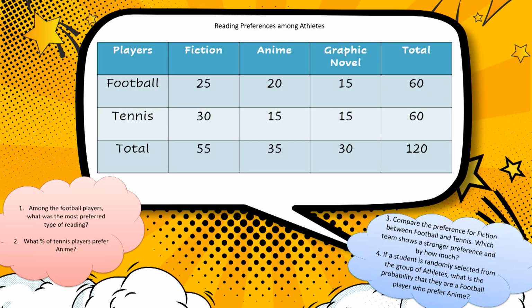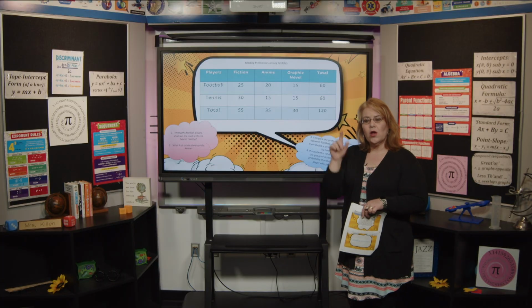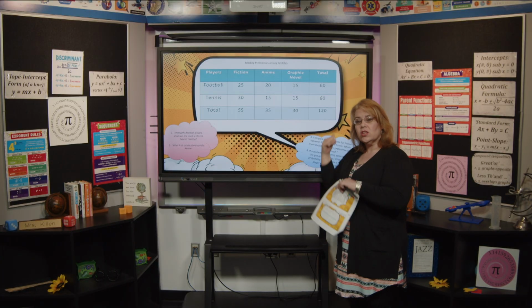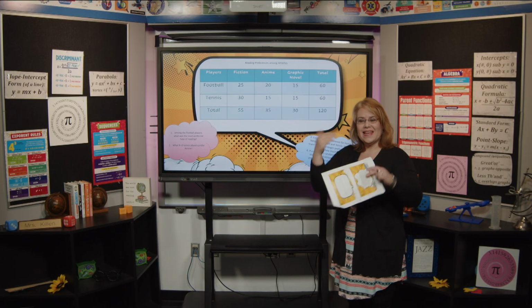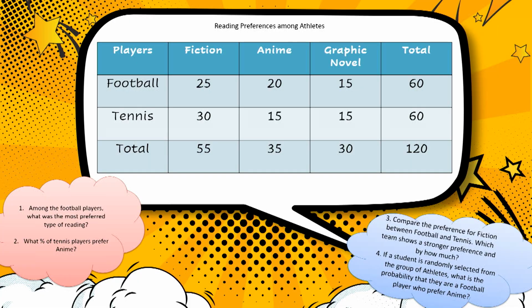So here's the table of our reading preferences of the athletes. We've got football players and what they chose, fiction, anime, graphic, tennis players, fiction, anime, graphic, and then we have our totals. So number 1, number 2, number 3, and number 4 are going to reference back to this table. So you and your table partner, go ahead, pause the video, look at this table, answer the 4 questions, and then come back to me and we'll see what we got.